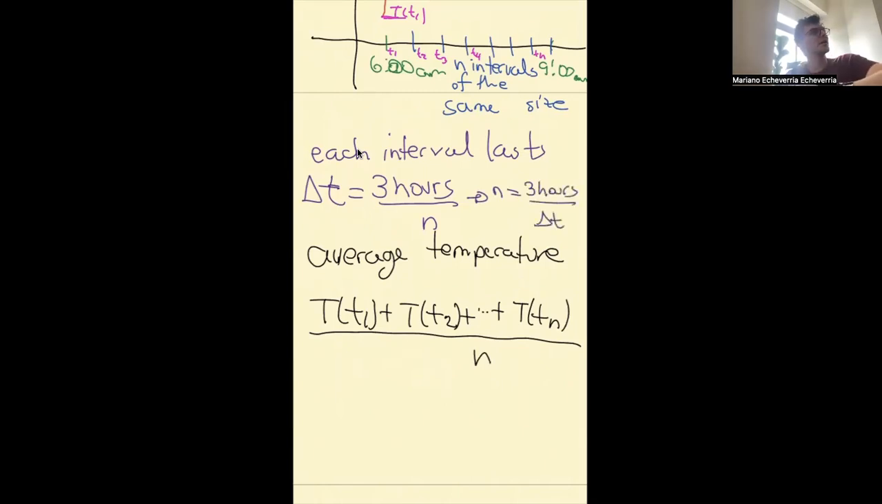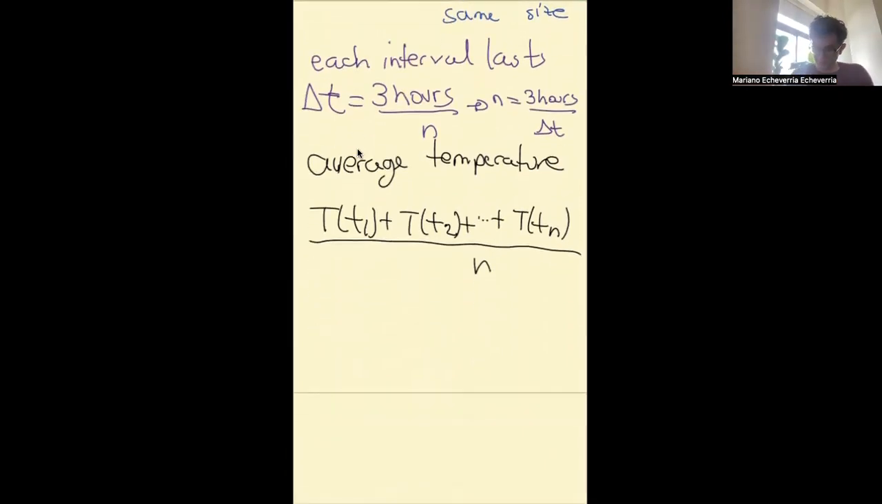So another way to think about this formula is that you could decide first how long you want your intervals to last, and that determines in how many pieces you have to chop up the interval. So if you plug this into the formula, this would give you the temperature at time T1 plus the temperature value at time T2 up to the temperature at time Tn. And what is n? n is 3 hours over delta T.